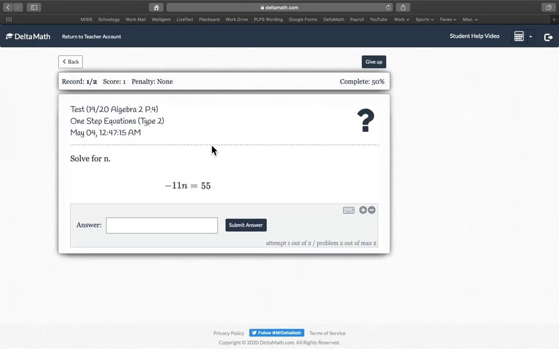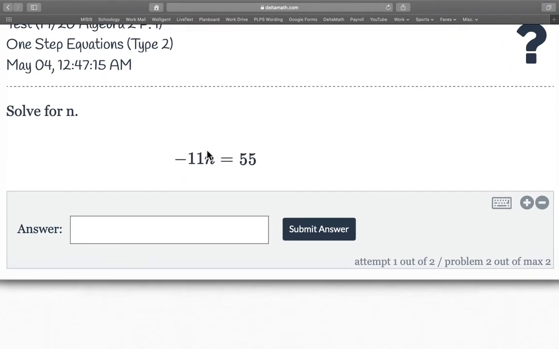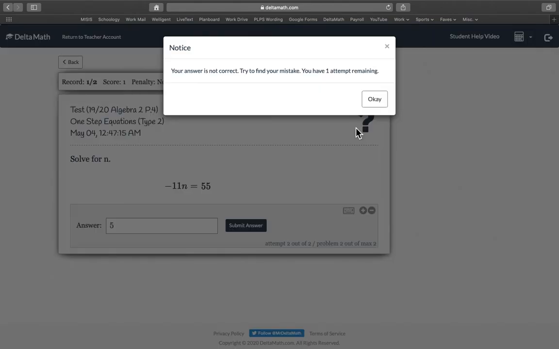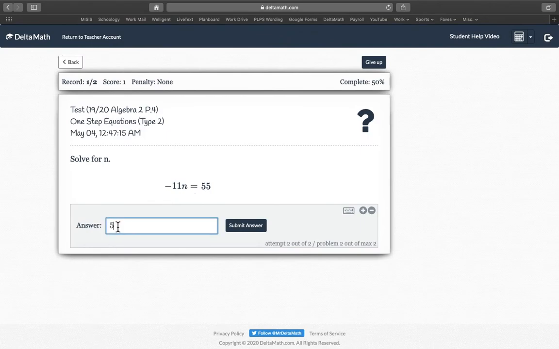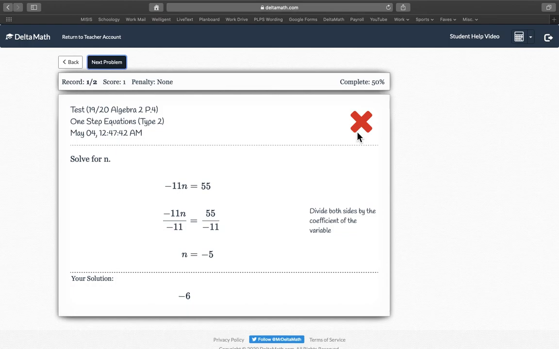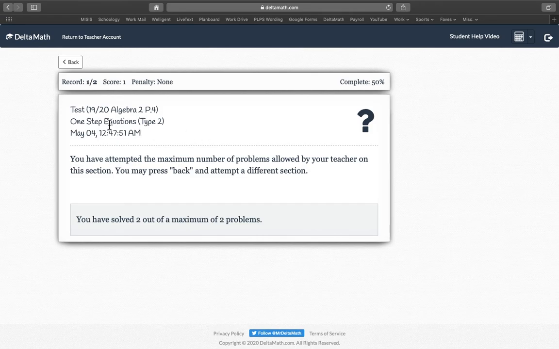There you go. Perfect. Next problem, right? I have to divide by -11 on both sides. 55 divided by -11 is -5. But I put in a 5, right? Submit answer. No, it's not 5. But then I go back and I do the math again, and somehow I got -6 instead. I hit submit answer. Darn it. I didn't get it, but that was my second chance on this problem. That was my second attempt. I hit next. Unfortunately, I can't do any more.